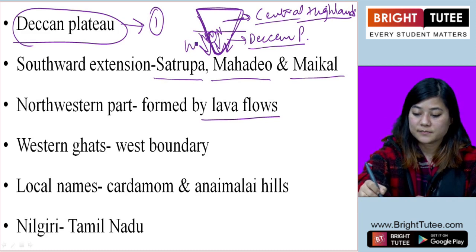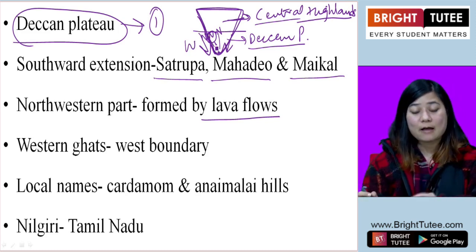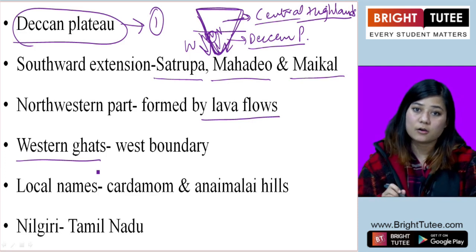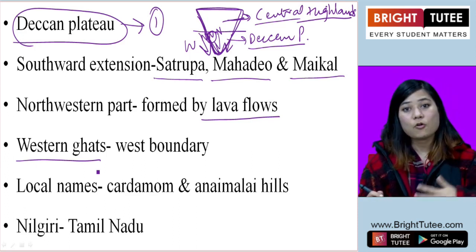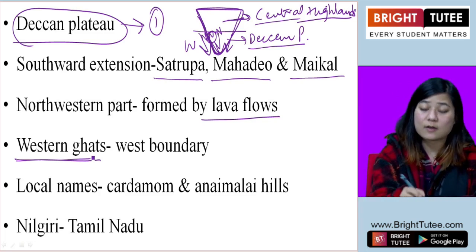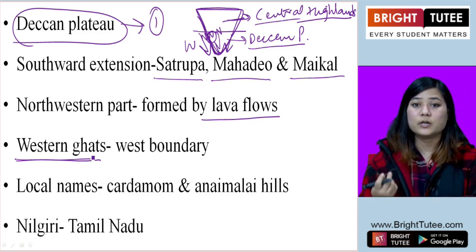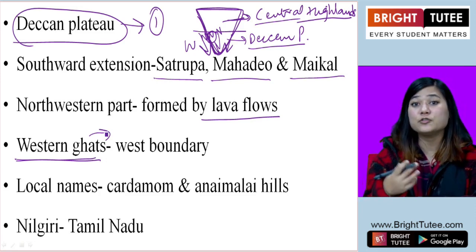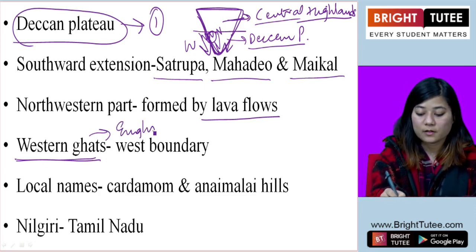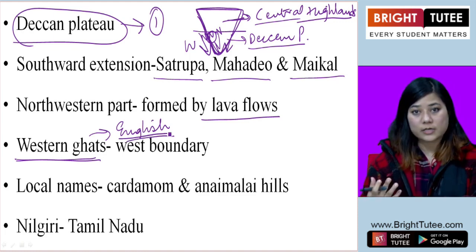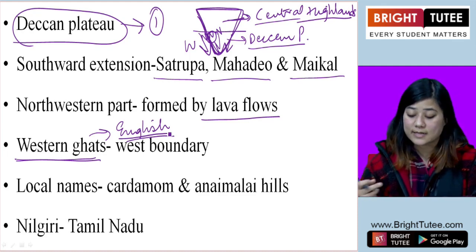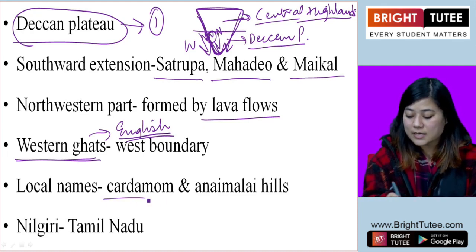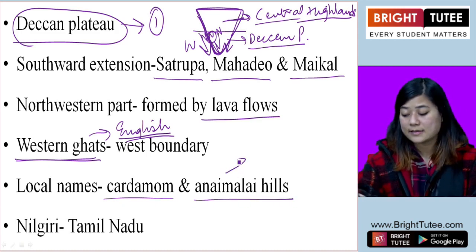On its west, it is bounded by the Western Ghats. Now, these Western Ghats have different names in different states of our country. They are called with local names. Of course, they are popularly known as Western Ghats, mostly when we refer to it in English, but it also has local names, the names which the people living in the respective local areas use. For example, it is called Cardamom and Anaimalai Hills in Kerala.